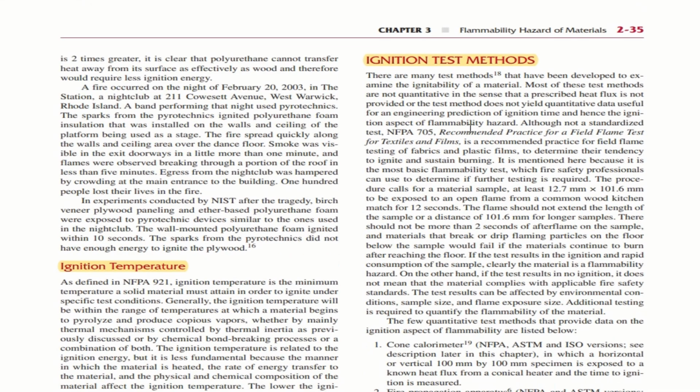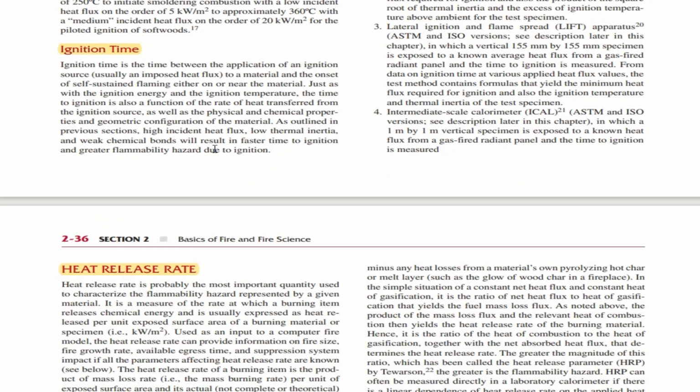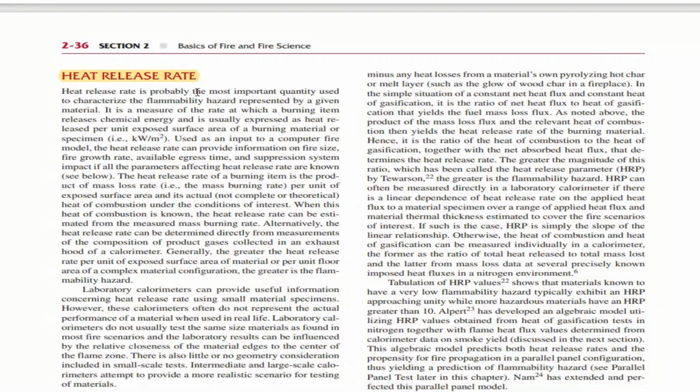You have ignition test methods, and also heat release rate. Heat release rate is probably the most important quantity used to characterize the flammability hazard represented by a given material. It is a measure of the rate at which a burning item releases chemical energy and is usually expressed as heat released per unit exposed surface area of a burning material or specimen. This is the unit they mentioned here.